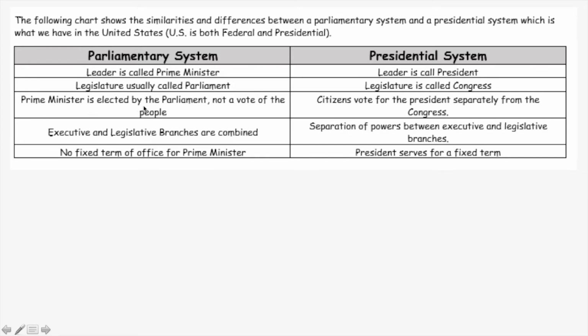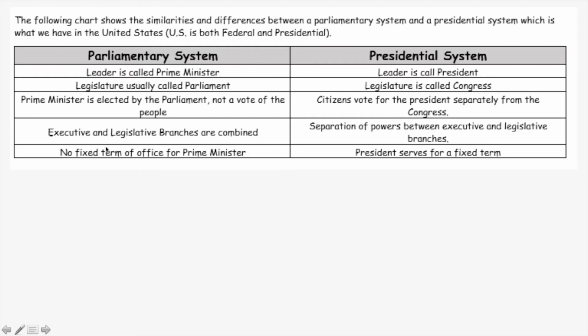The prime minister is elected by parliament, not by a vote from the people. In America, we have a presidential system in our federal government. The citizens vote for the president separately from Congress. In a parliamentary system, executive and legislative branches are combined. If you live in a parliamentary system, the executive, meaning the leader, and the legislative branch, the lawmaking branch, are together as one. They're one branch. We have separation of powers in the United States under our presidential system, between the executive and the legislative branches.